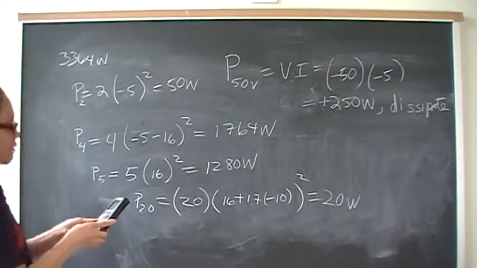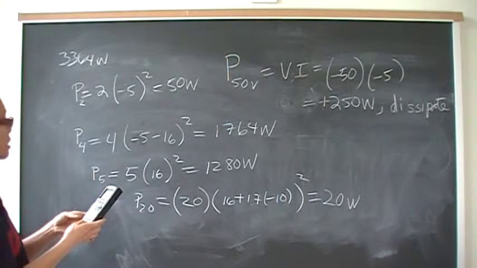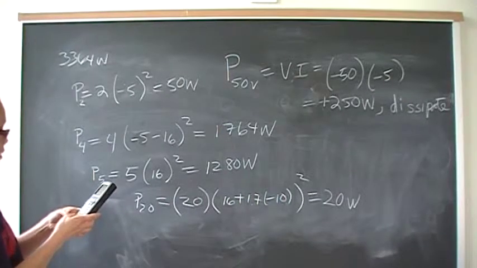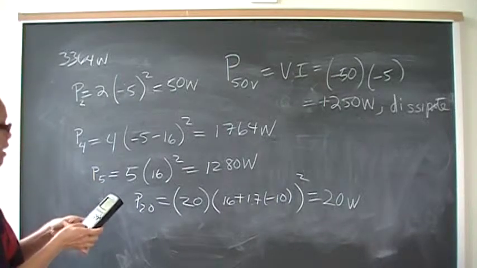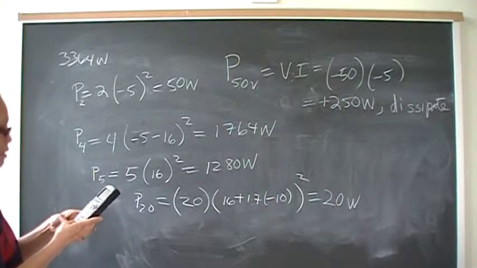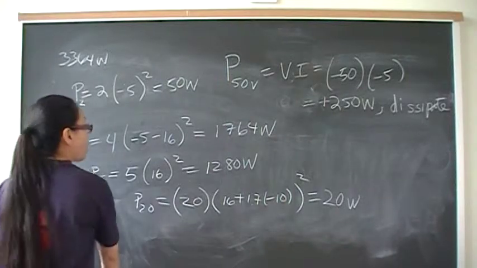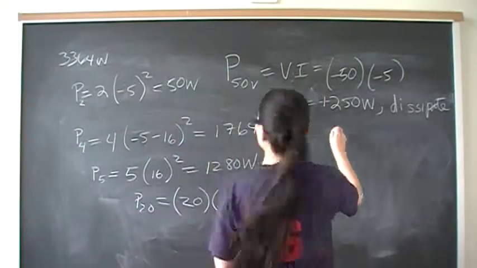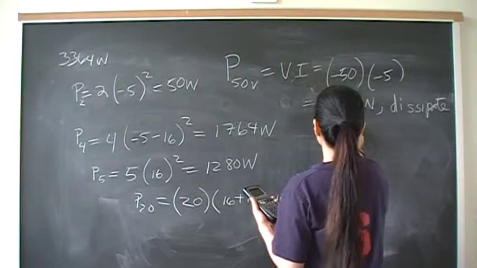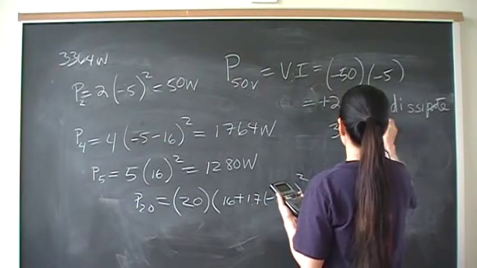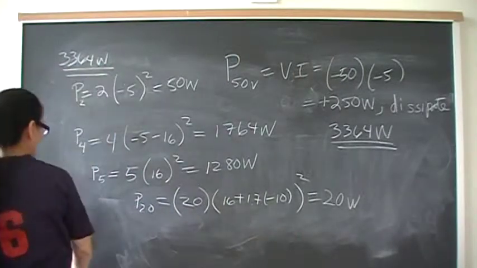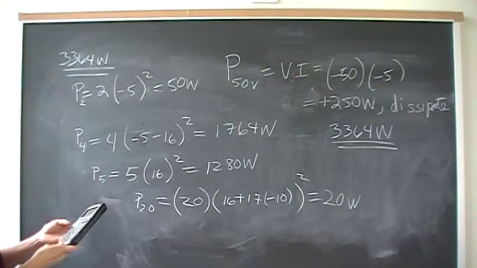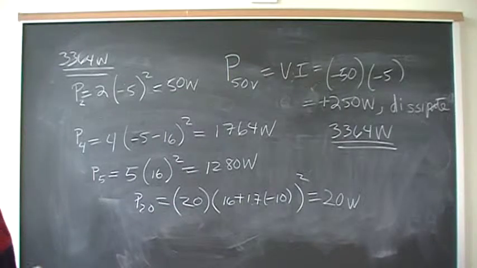So now we just add everything together: 50 plus 50 plus 1764 plus 1280 plus 20. All of these together is 3,364 watts power dissipated, which matches the power delivered that we calculated earlier as a check figure. So that's the answer to this problem.